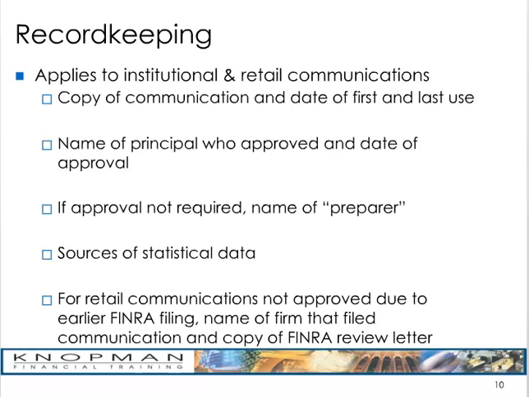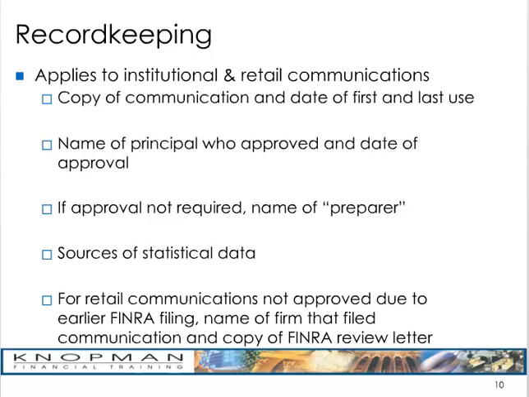Broker-dealers are required to maintain records of institutional and retail communications. You see the information that's required to be maintained. The firm must maintain a copy of the communication and the date of first and last use. It must include the name of the principal who approved the communication and the date of approval. If approval is not required for the reasons discussed previously, the record must include the name of whoever prepared the communication. The record must include the sources of any statistical data that is used.